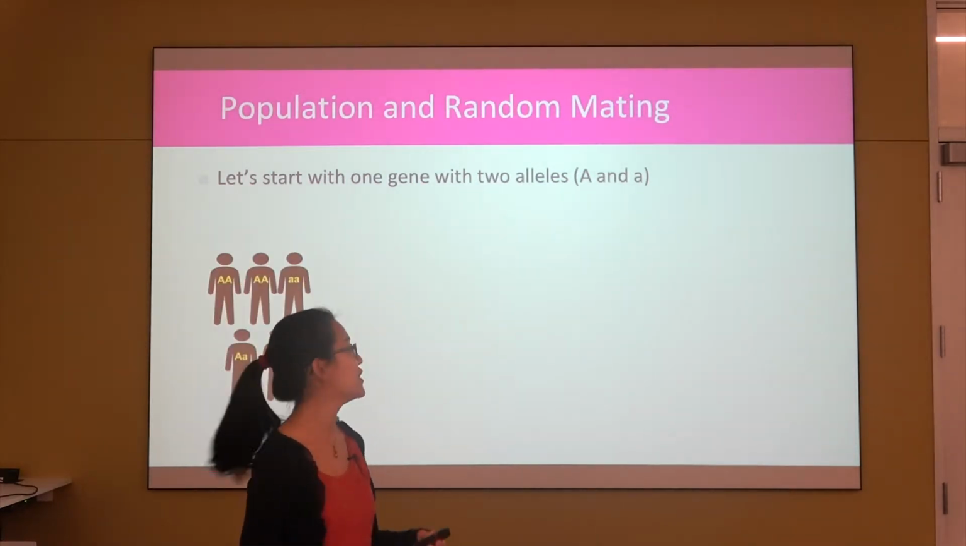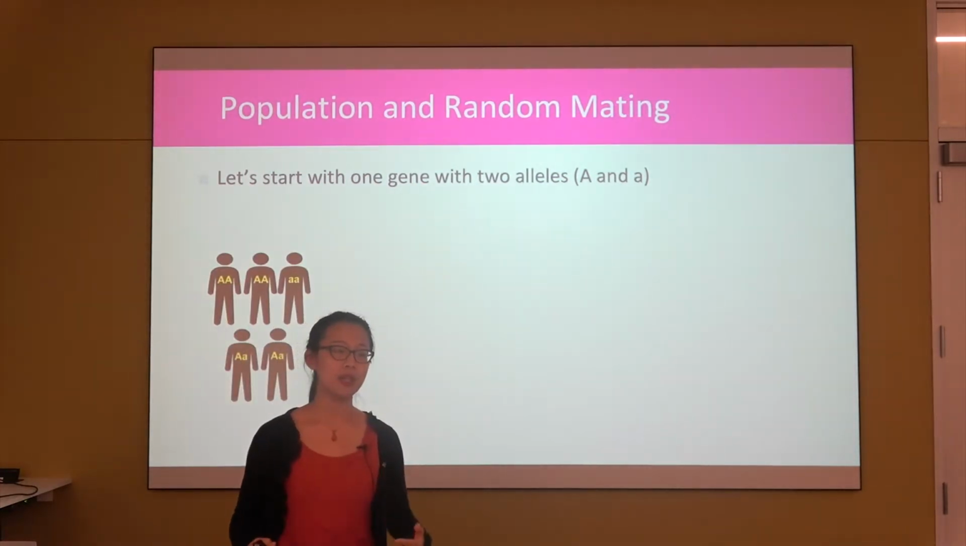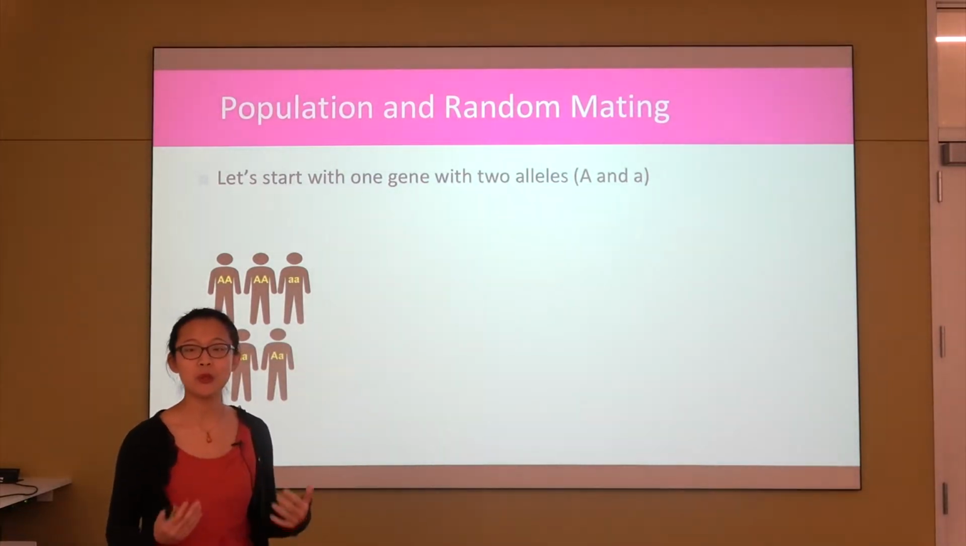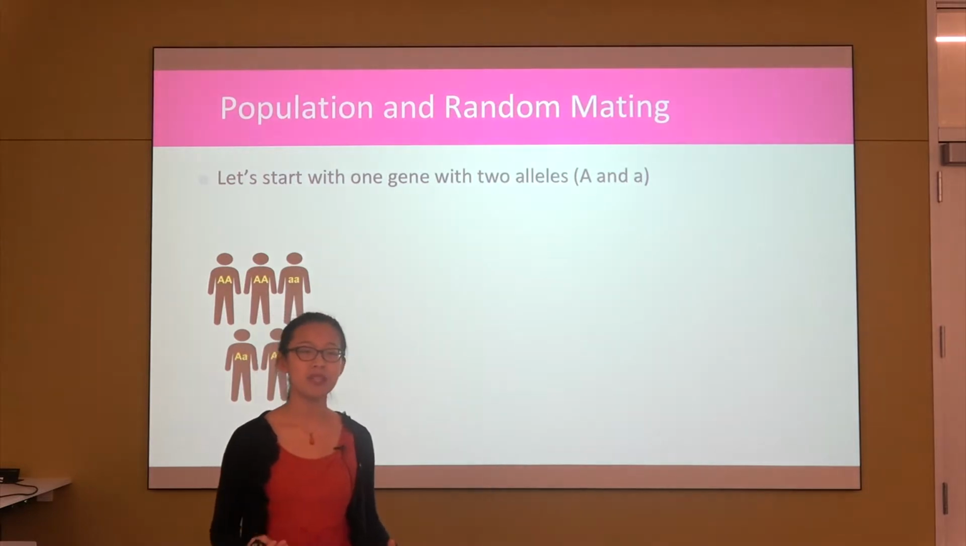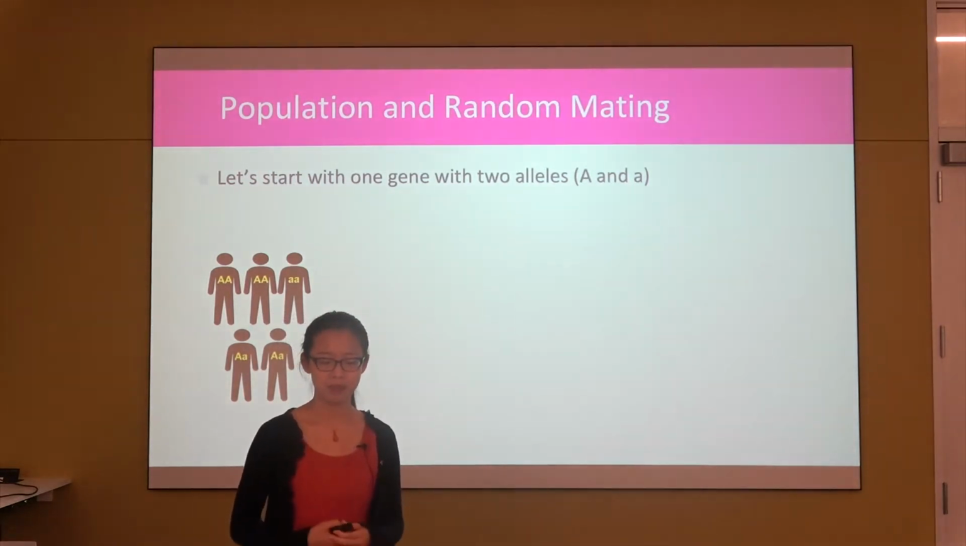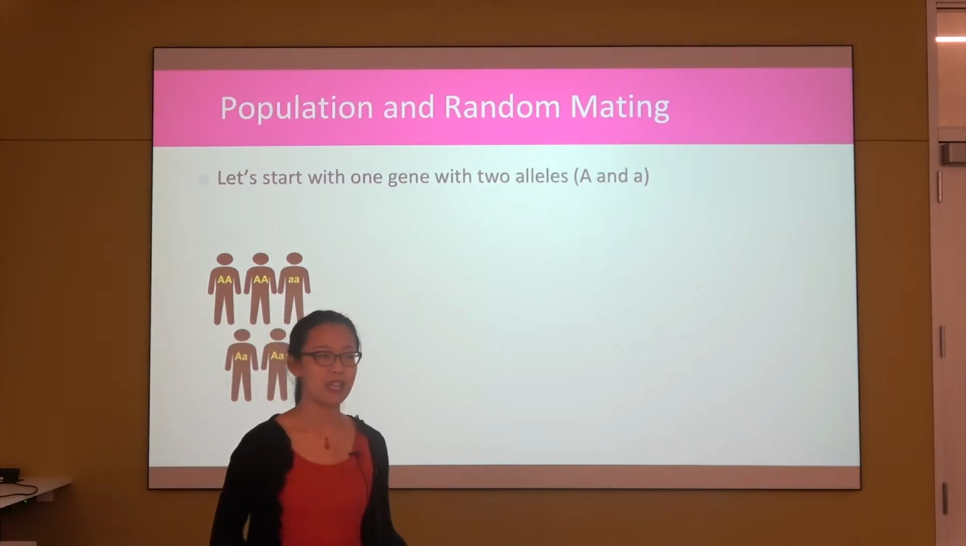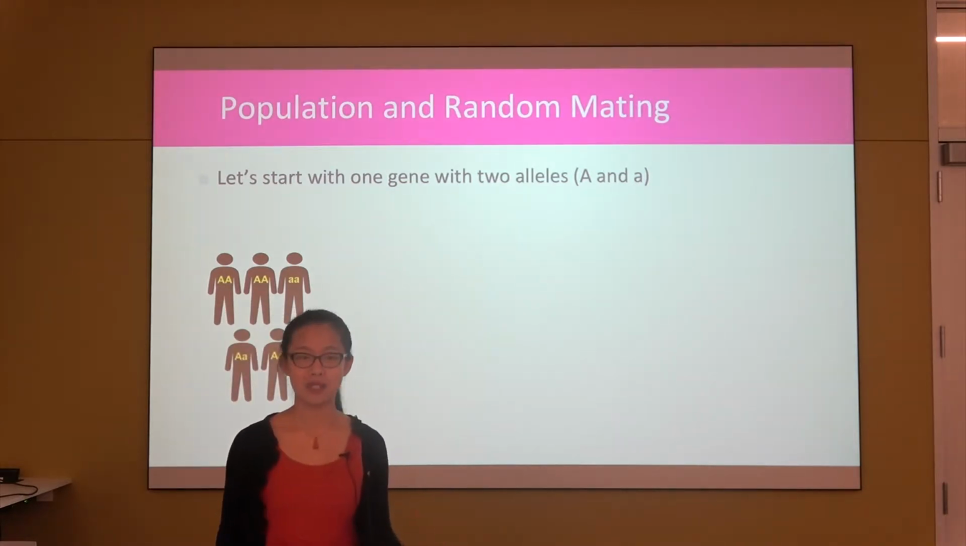Assume we have 10 individuals. For humans and most diploid organisms, each individual carries two copies of the same gene. It could be the same alleles or different alleles. So in this population, say we have 5 individuals in total. If each individual carries two copies of this gene, how many alleles are there in total?